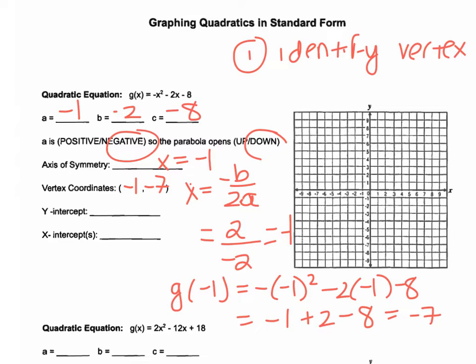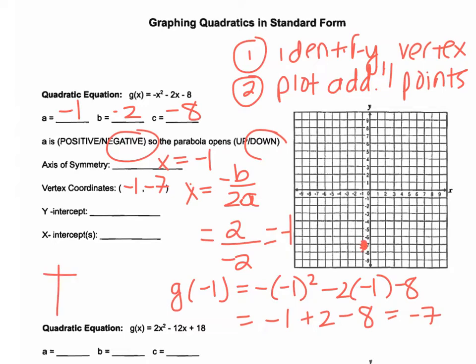Once I identify my vertex, the second thing that I want to do is plot additional points. So I'm going to go over to -1 and down to -7. I could make a table if I wanted to: put the x coordinate in the middle and go 2 above and 2 below and plug those values into my calculator. Or I can use my a value, which is -1, to help me do a shortcut method.